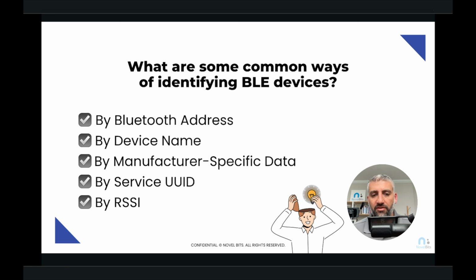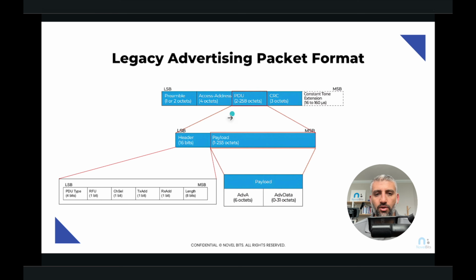If we go back to the format, you can see that the address is included in the header or in the actual payload, as well as the header defining whether this is a public address or a random address. In that case, if the device, the scanner, the platform, and the stack allows you to read this, then you can identify a device by that specific address.